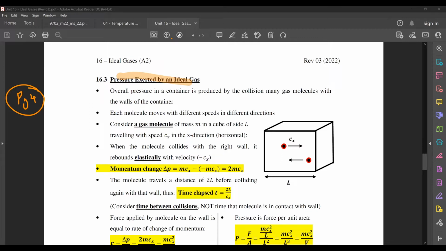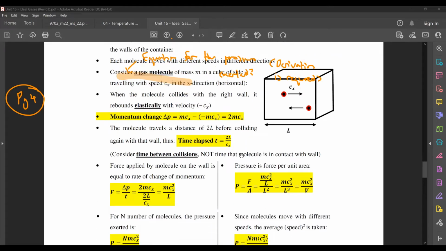Okay, so what you're interested to know is what is the equation for the pressure exerted. Now this one in your syllabus, the derivation of this is required. You need to know how the equation is derived in addition to knowing the equation itself. Okay, there's a very lengthy derivation here covering the entire page.